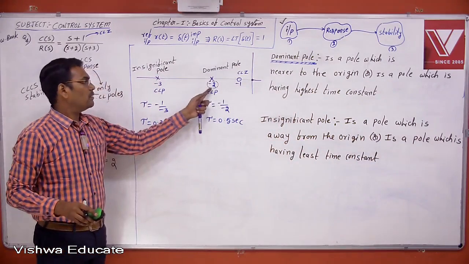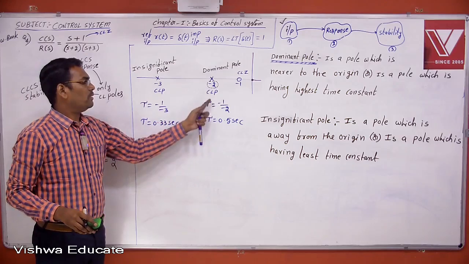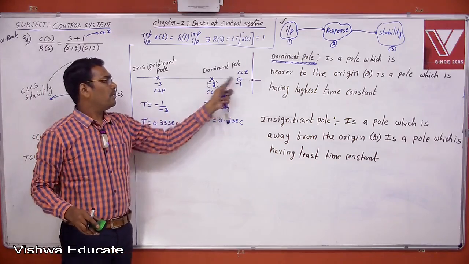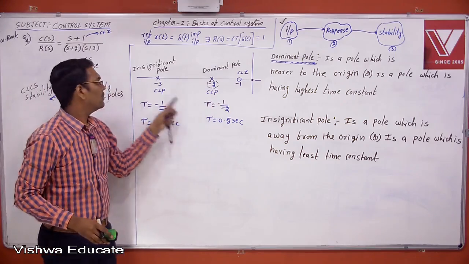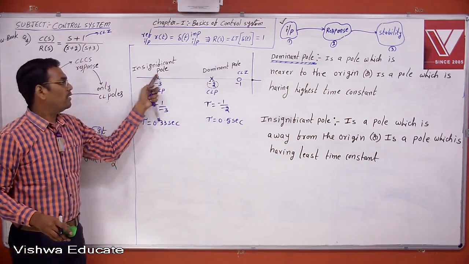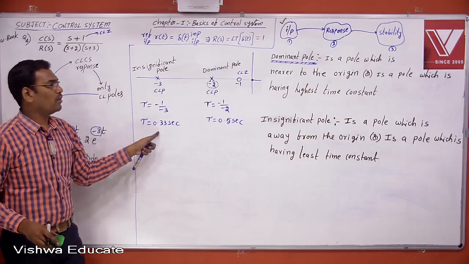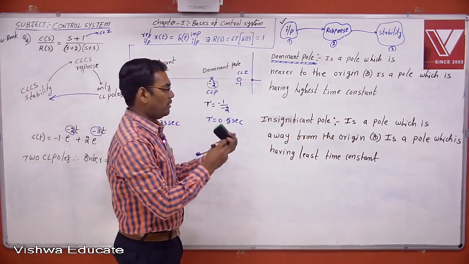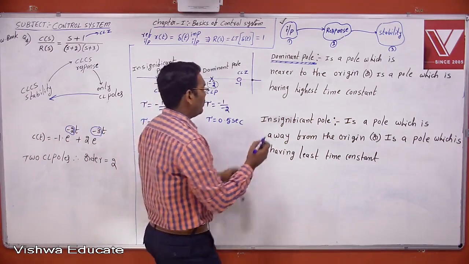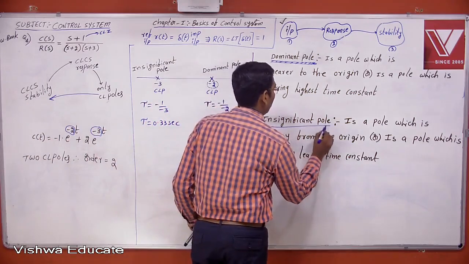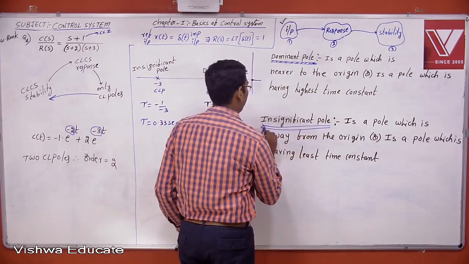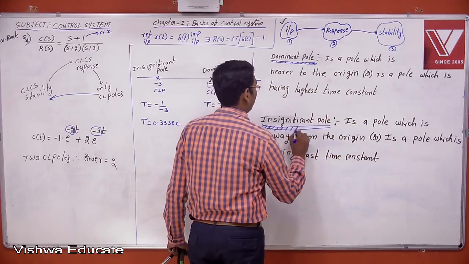Right? Now you see here, this is the dominant pole which is nearer and which is having highest time constant. This is the insignificant pole which is away and which has the lowest time constant. This is the dominant pole and insignificant pole definition. These two are very important.